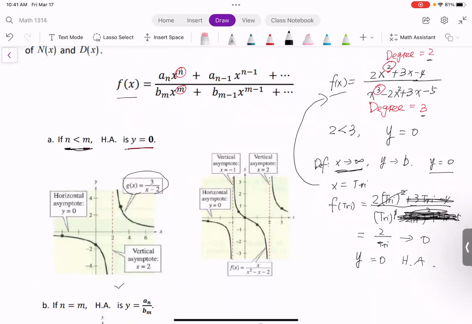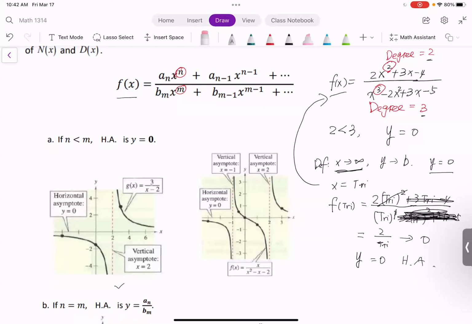This one, they gave us g of x equals 3 divided by x minus 2. What is the degree on the top? On the top, we only have the 3. And the degree on the top is 0. Because I know that the x variable carries the degree, and here the degree is 0. So x to the 0 power is 1. So here, we only have the 3 left. But you must know that x is raised to the 0 power, so the degree is 0.